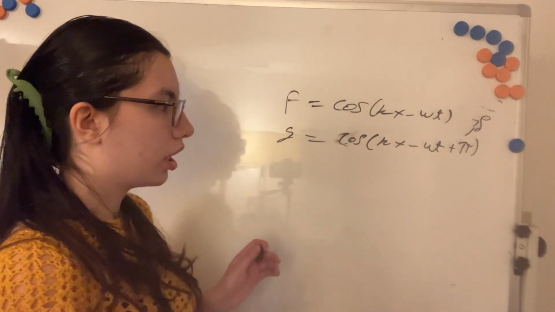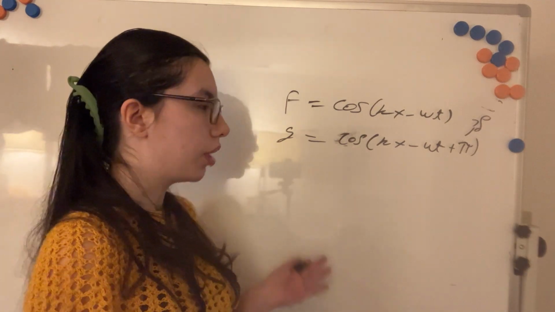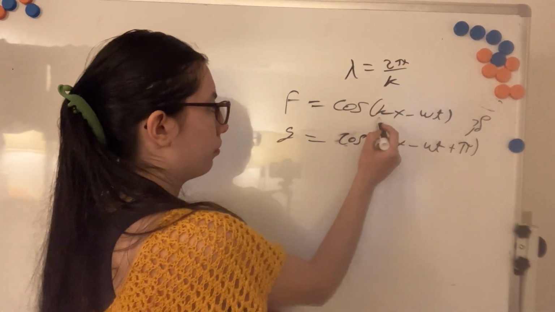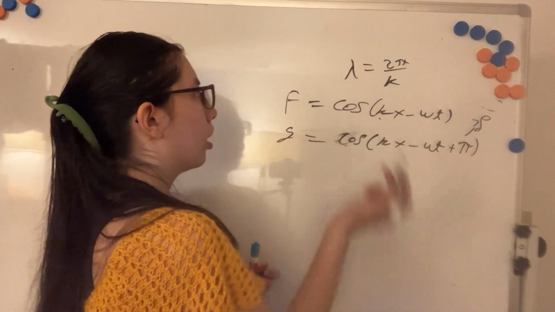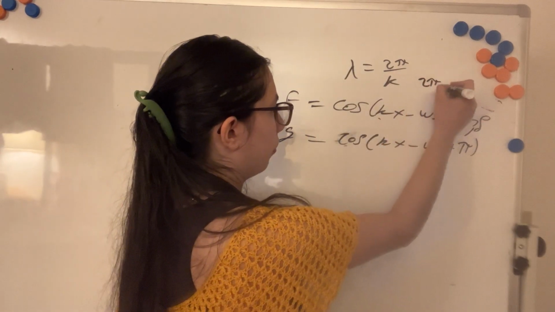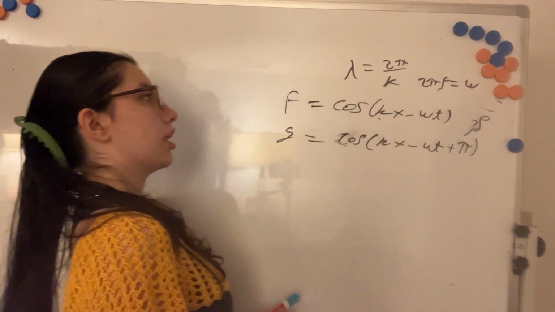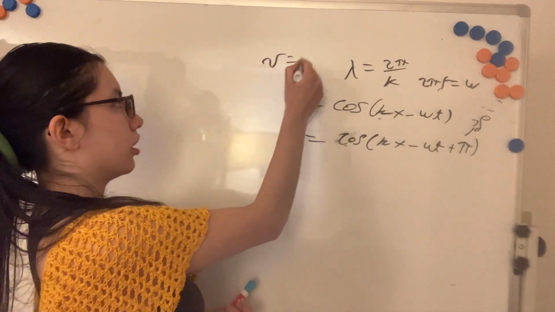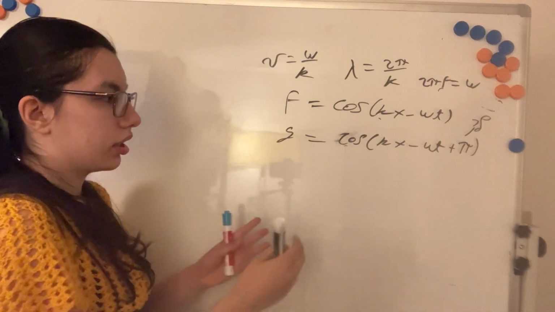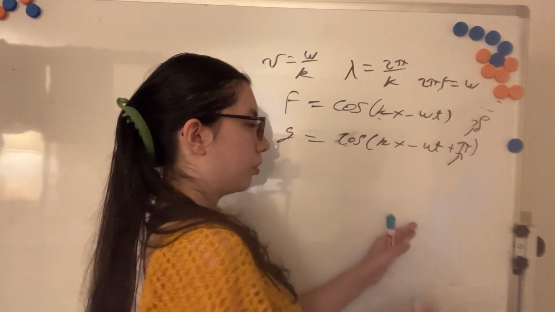These waves have the same frequency, the same speed, and the same wavelength, because wavelength is 2 pi over k. We have here the same k. Frequency: 2 pi f is omega. We have the same omega, so we will have the same frequency, and the same speed of propagation, since the speed is omega over k. The only thing is that they could be in phase or out of phase. That would depend on this term.